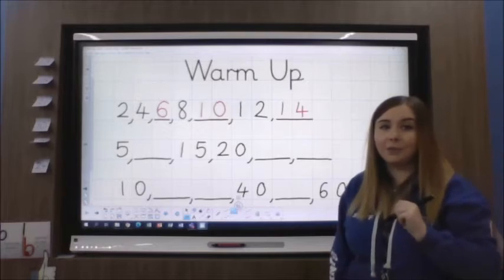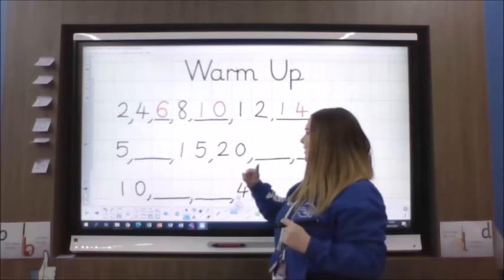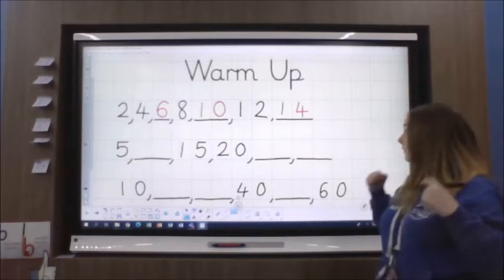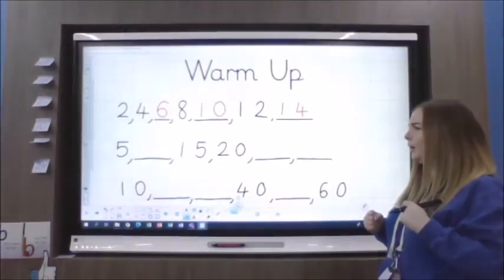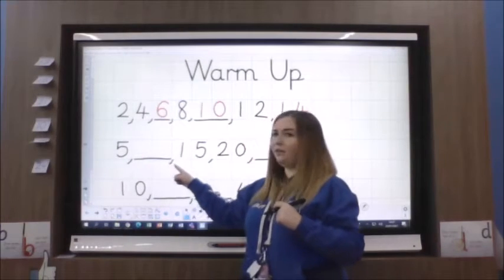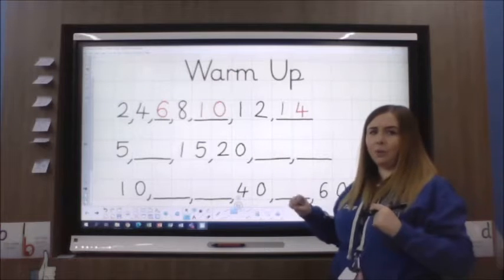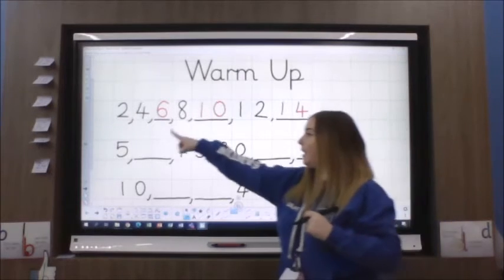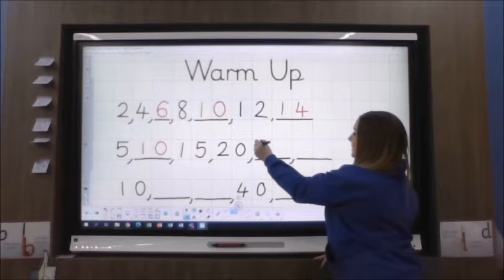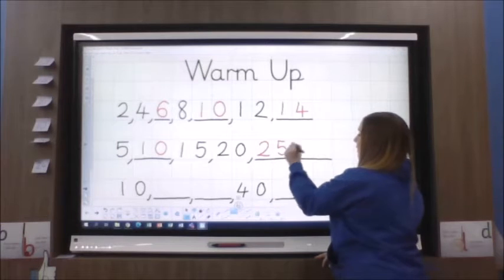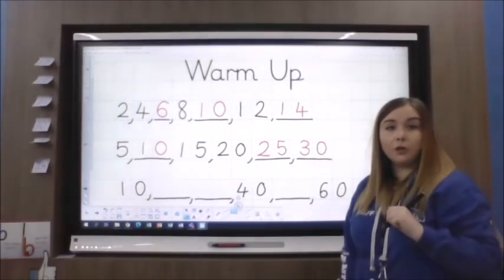Let's have a go at my next one then. So this time we've got 5, 15, 20. Okay, so what am I counting up in that time? We've got a missing number here that makes it a little bit more difficult. 5, 15, 20. I think we're counting up in 5, so let's have a go. 5, 10, 15, 20, 25, 30. Well done if you guessed that we were counting up using our 5s.